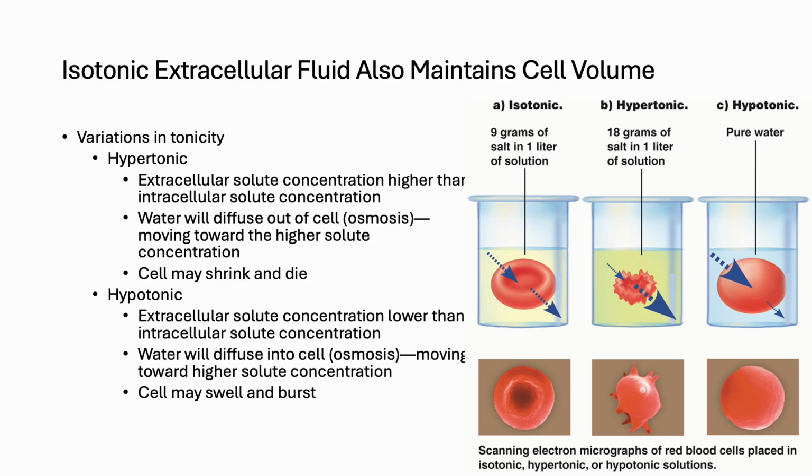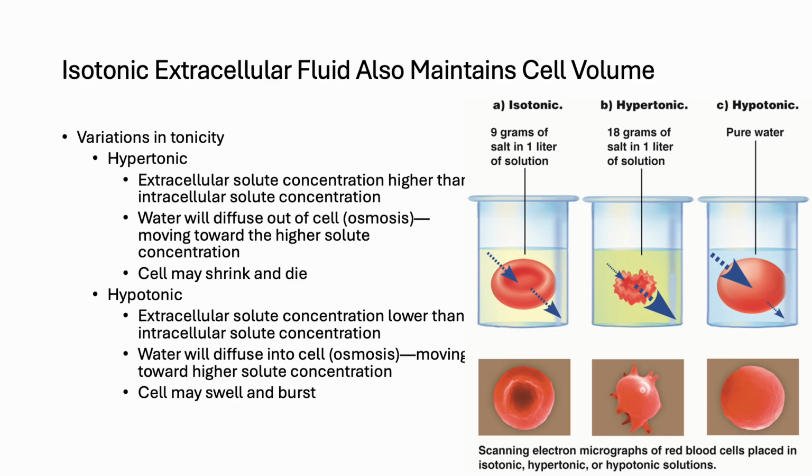When extracellular fluid is not isotonic, cells experience stress. In a hypertonic solution, the solute concentration outside of the cell is higher than inside. Water leaves the cell by osmosis, causing the cell to shrink, a process called crenation in red blood cells. In a hypotonic solution, the solute concentration outside the cell is lower than inside. Water rushes in and the cell swells, which may lead to lysis or bursting. These effects demonstrate how sensitive cells are to their environment.